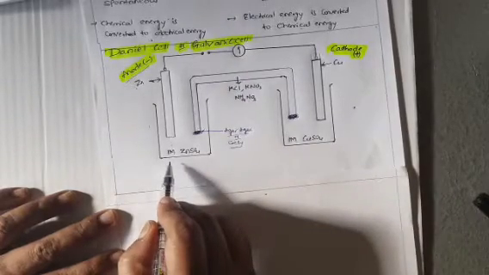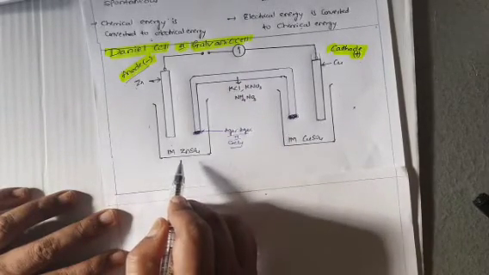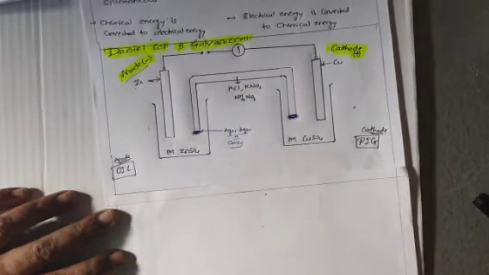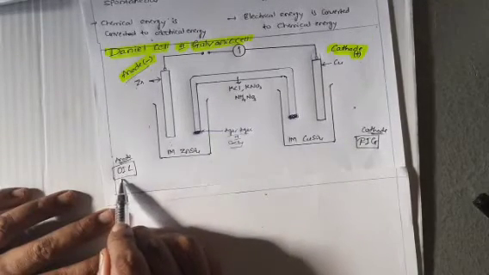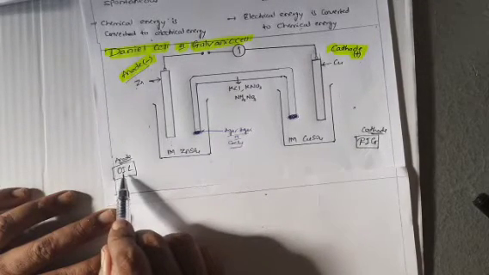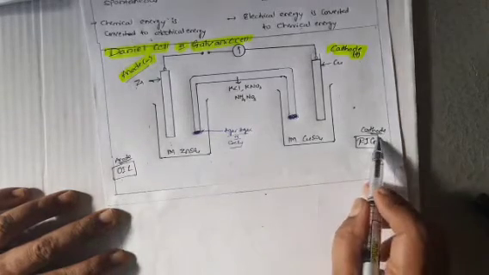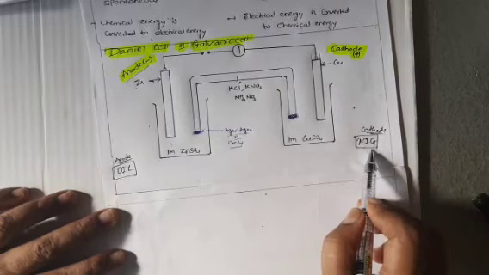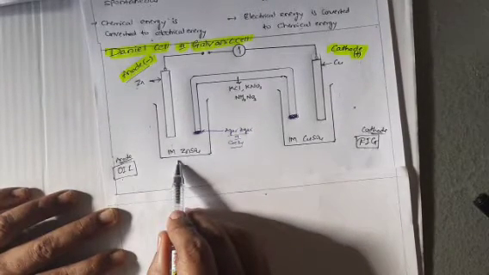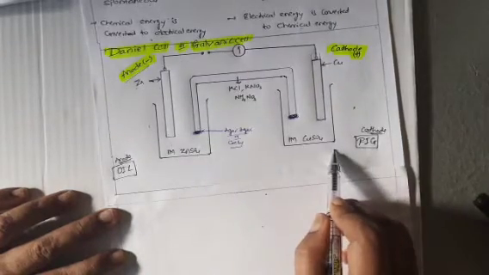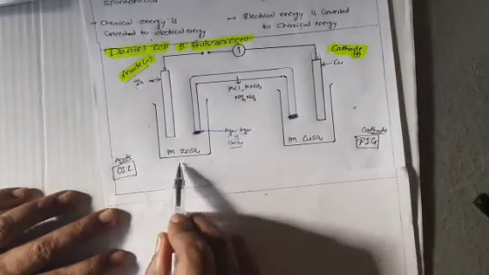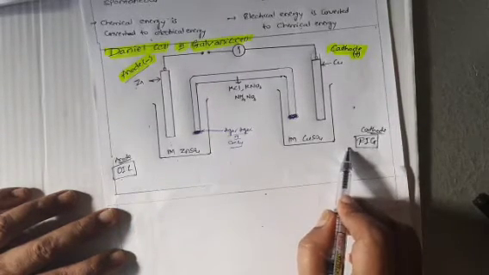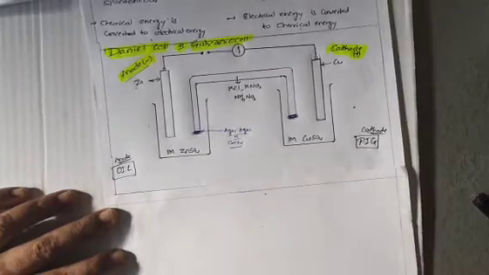What do you mean by oxidation? Oxidation is a loss of electrons. Cathode means reduction. Reduction means gain of electrons. Remember, anode, OIL, means oxidation is loss of electrons. Cathode means reduction is gain of electrons. Have you remembered the OIL RIG method? So always in the anode oxidation takes place and always in the cathode reduction takes place. Oxidation means loss of electrons and reduction means gain of electrons.